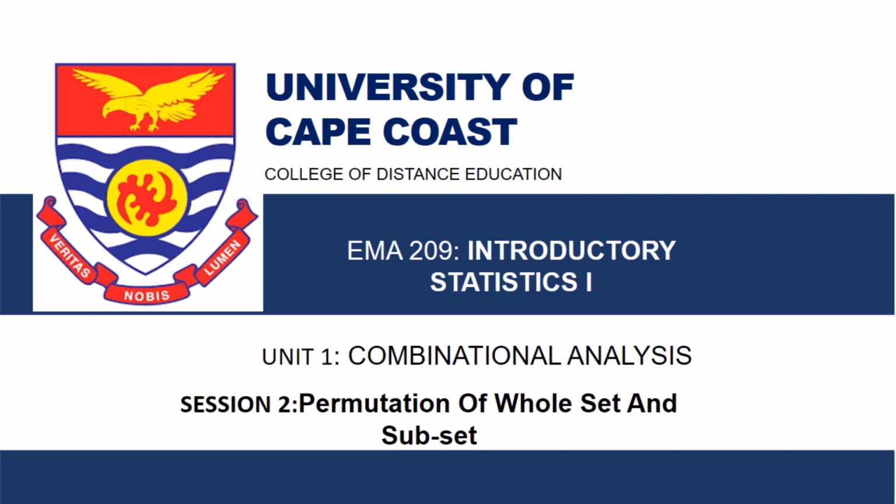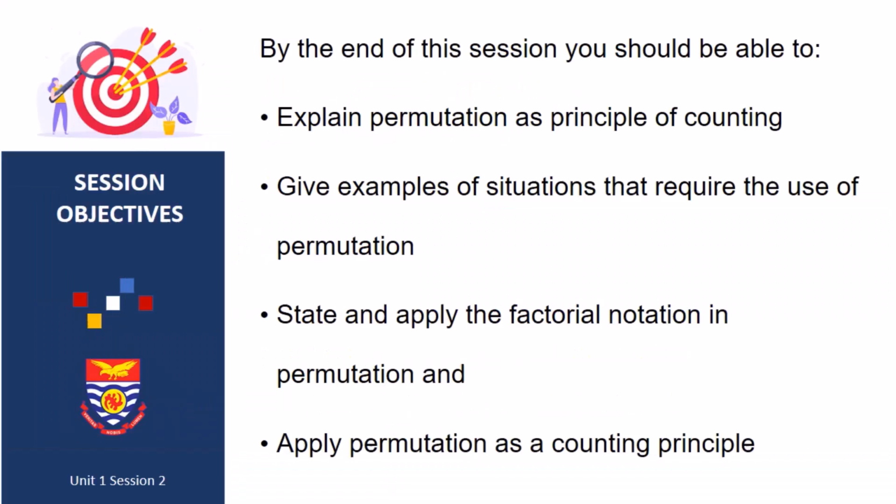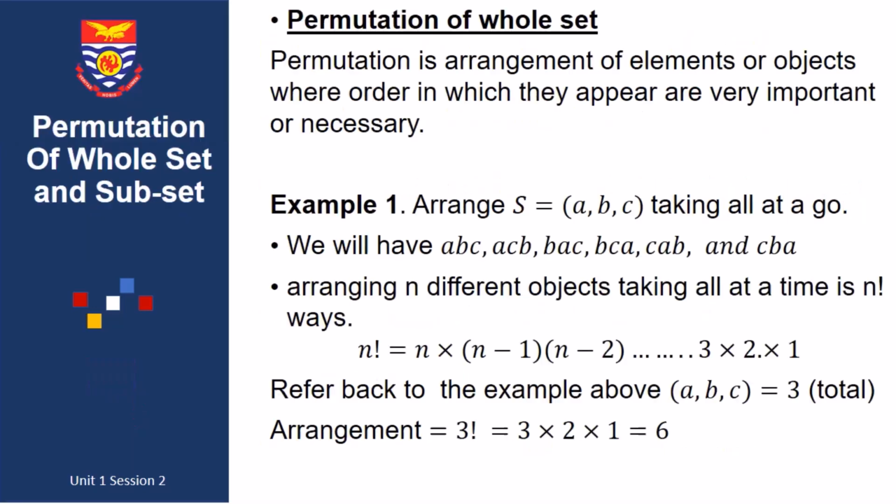Welcome back. We are now continuing from Unit 1, Session 2: Permutation of whole set and subsets. At the end of this lesson, what will you look forward to? We should be able to explain permutation as a principle of counting, give examples of situations that require the use of permutation, state and apply the factorial notation in permutation, and apply permutation as a counting principle. Let's set the ball rolling.